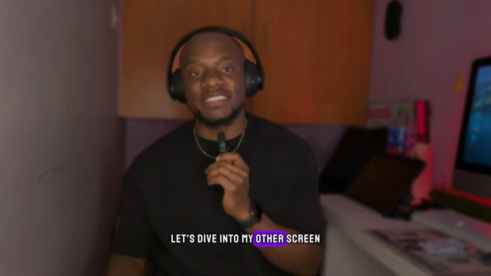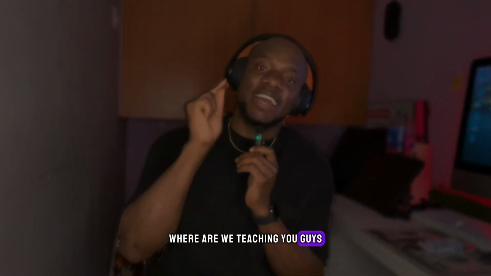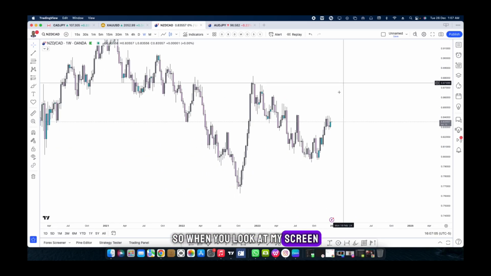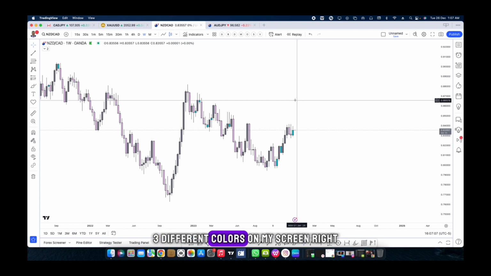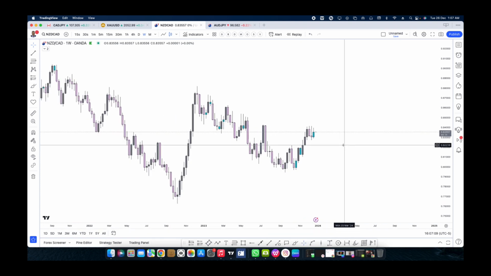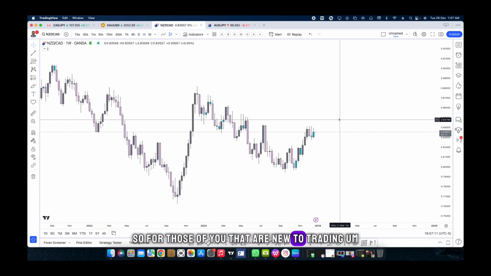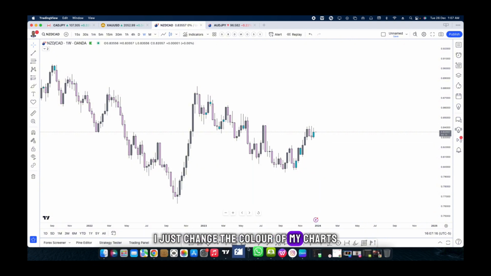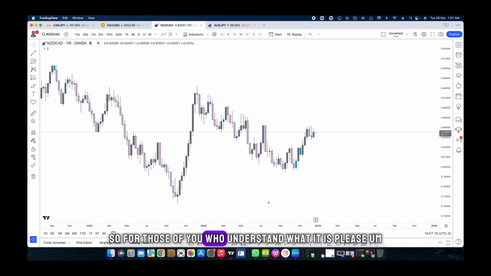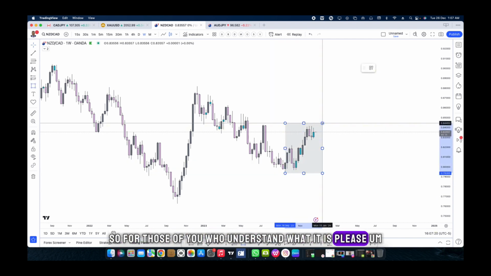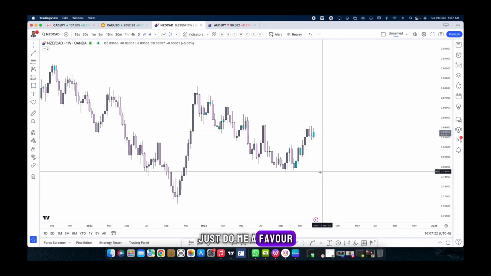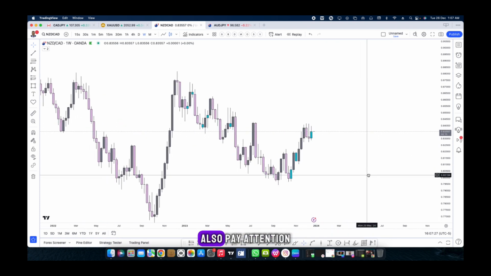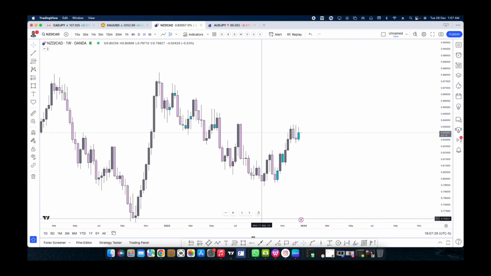Let's dive into my other screen, where I'll be teaching you guys how to properly use inside bar candlesticks. When you look at my screen, you notice that I have three different colors on my screen, right? For those of you that are new to trading, I just changed the color of my charts. For those of you who understand what it is, please just do me a favor and pay attention. And for those of you who don't understand as well, also pay attention.